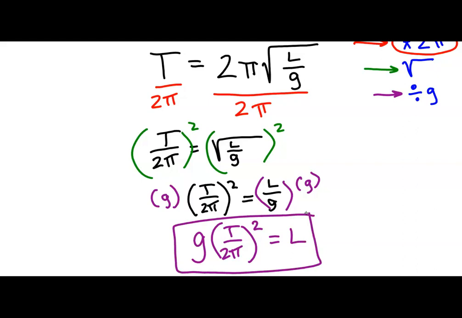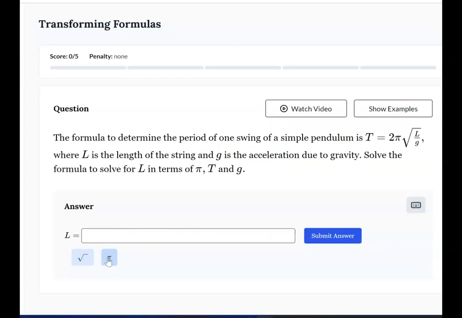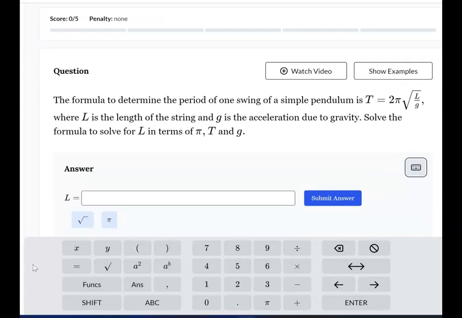So take a minute to look that over. Pause the video if you need. First step is identify the operations that were performed, and the second step is to do the inverse operation. Let's type this in our answer box. As you're typing, you may need to use some of these quick symbols here, or you can always open the keypad and find them in there as well.